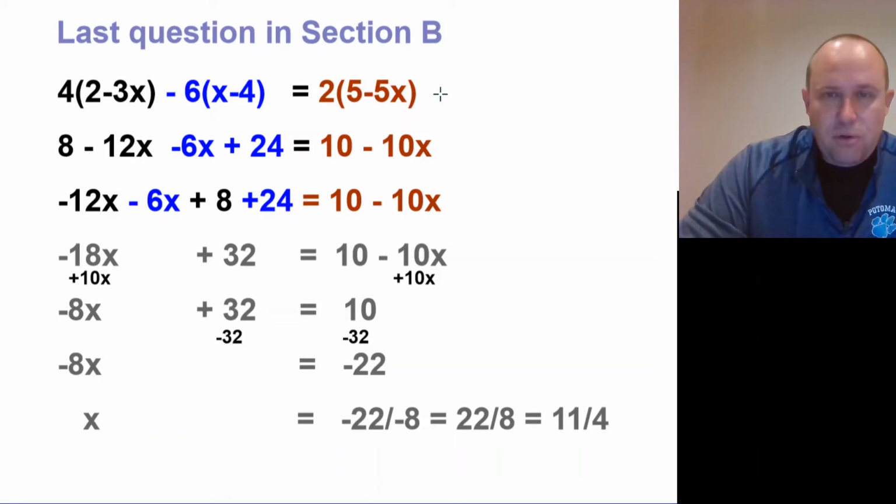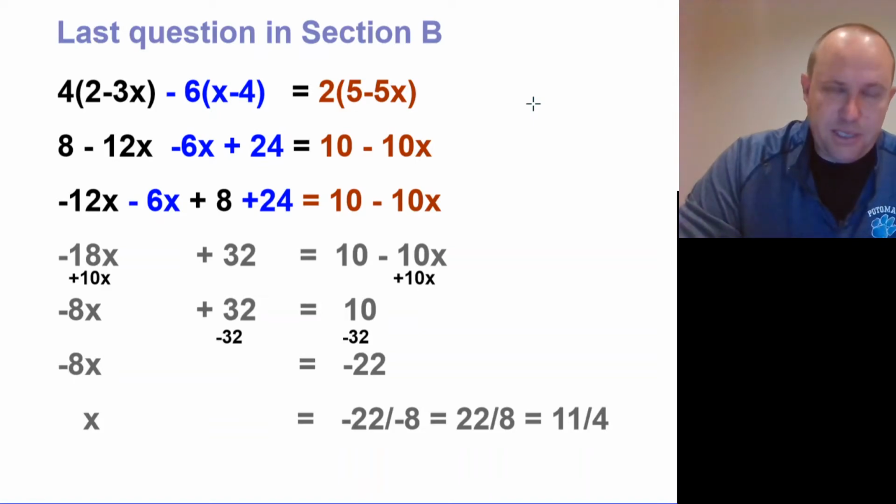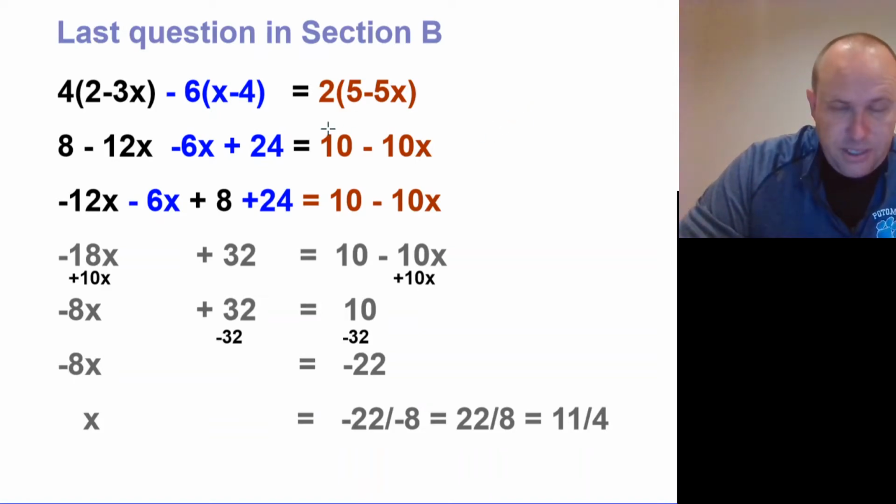Same thing over here, more parentheses, so 2 times 5, 2 times -5x, and we write it down. So it's just the fact that there's 3 distributives rather than just one in one question. Now, a lot of x terms on here, but we also have some x terms on the same side.